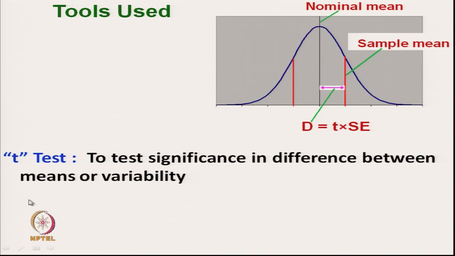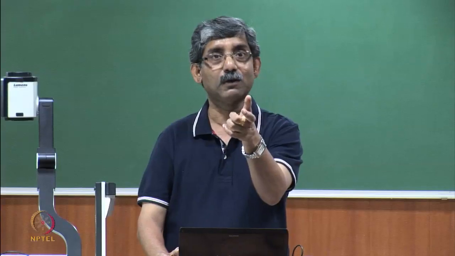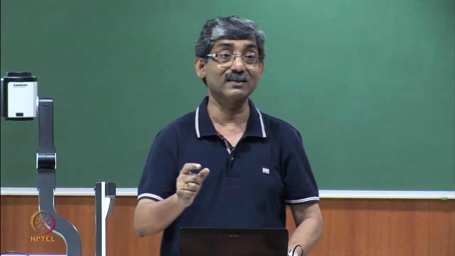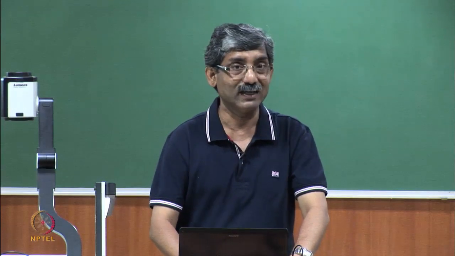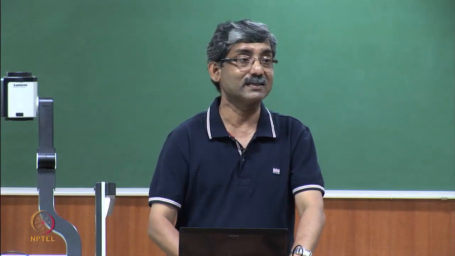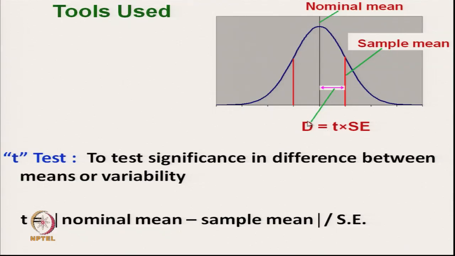Suppose the mean strength of one sample is 50 and another is 52. Whether this difference between 50 and 52 is really significant or not, we can verify by the T-test. T value we have seen earlier. D is the difference. What is that? D means nominal mean minus sample mean. This is under modulus because it may be negative or positive. We will always take the positive value.